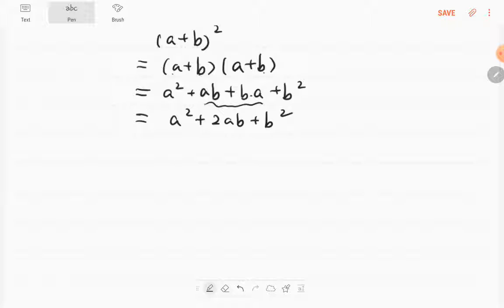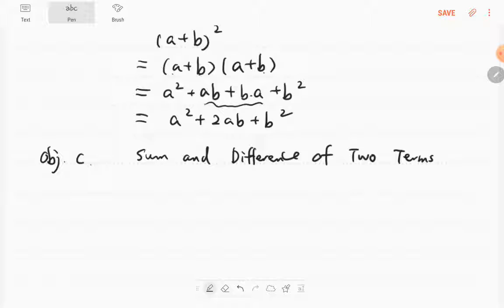And we have another special product formula called sum and difference of 2 terms. What does that mean? Let's check. Sum, so we have this is the sum, and the difference, so we have this one.